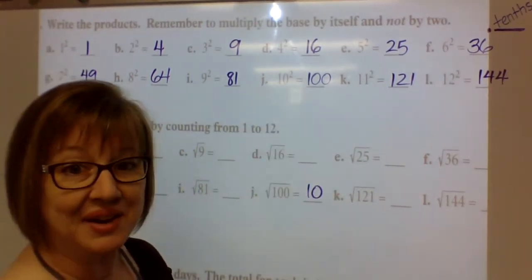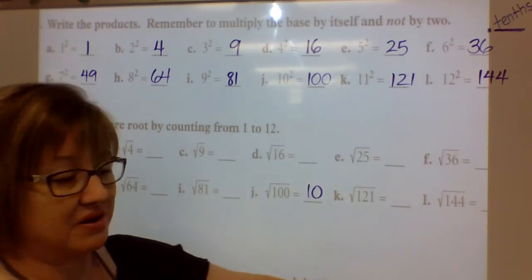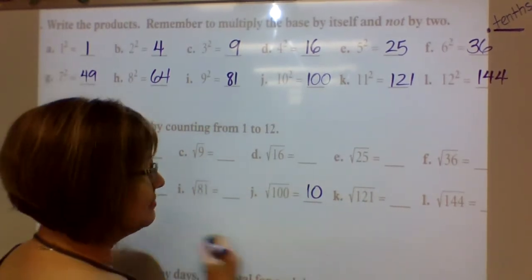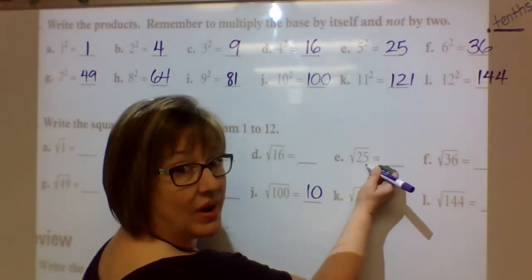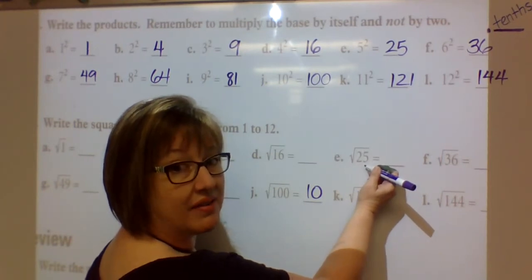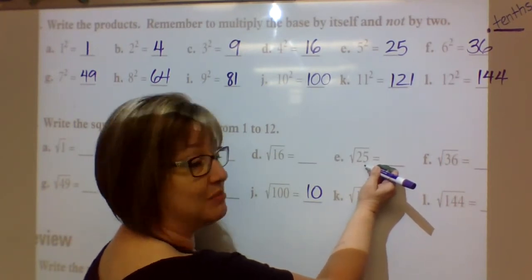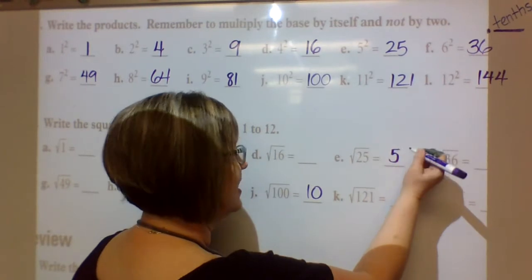Do you see? And these also would be in a pattern if we did these in order, so I'm not going to do it that way. I'm going to hop around. 25, what times itself equals 25? 5 times 5.